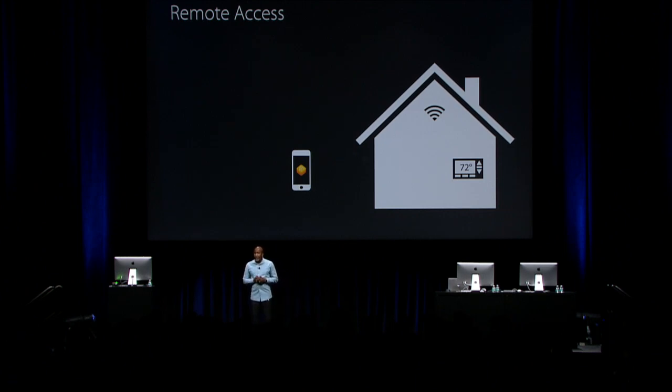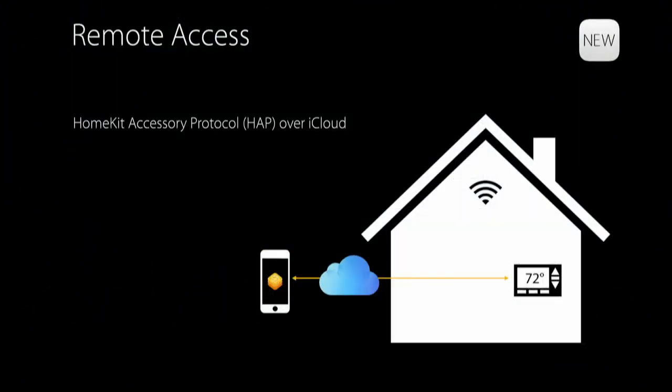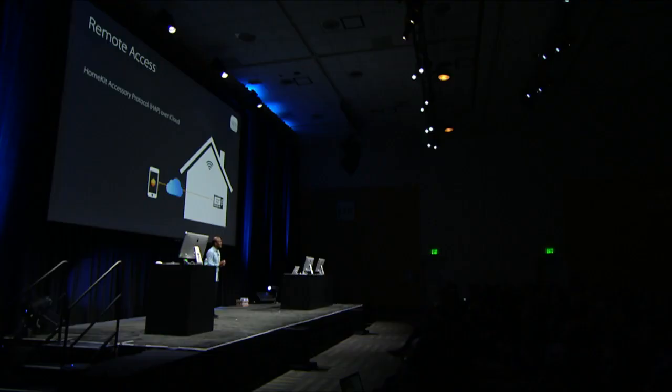So, in iOS 9, I'm very excited to announce that we support HomeKit Accessory Protocol, HAP, over iCloud. Yes, it is really exciting because what this means is you can now control your accessories and get notifications from them no matter where you are, and even if you don't have an Apple TV. Let's pause to think what this really means.